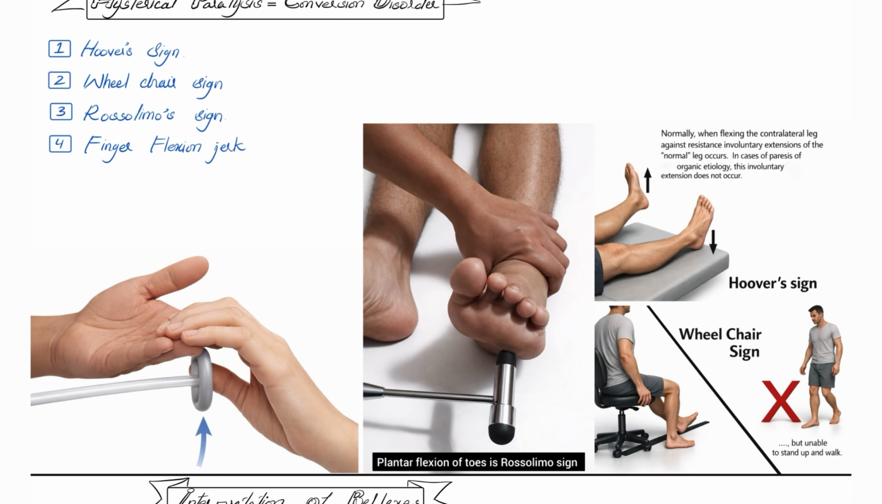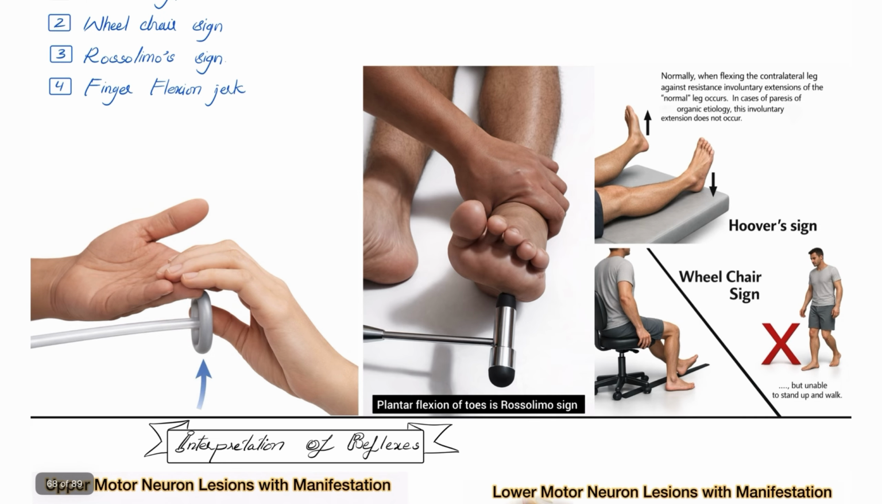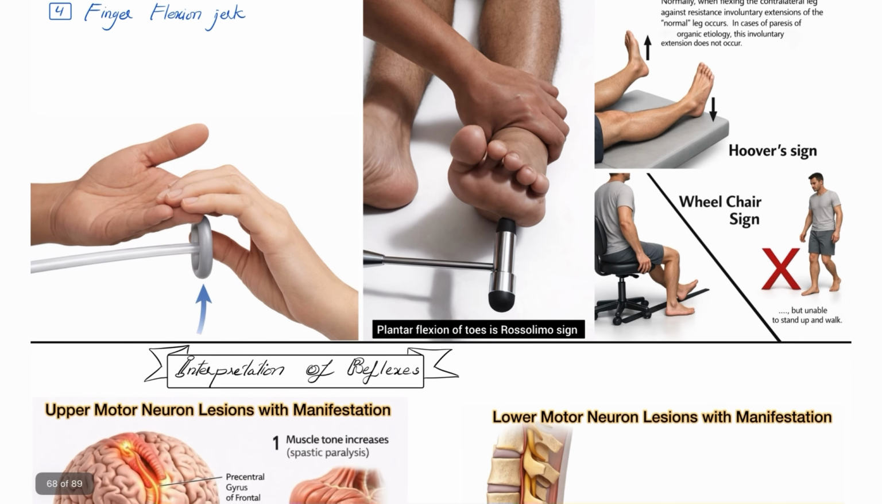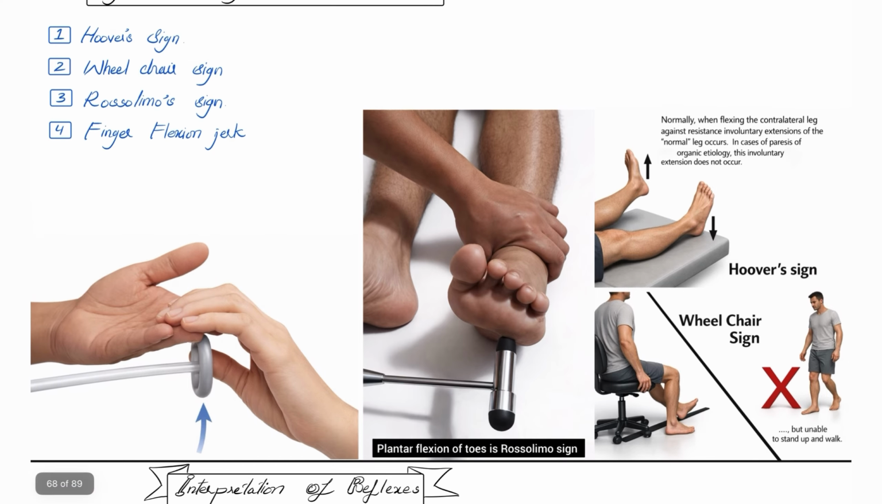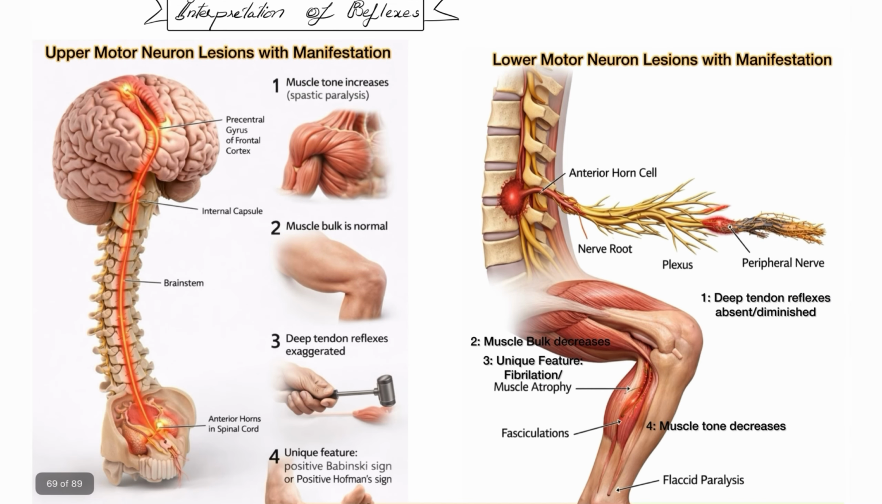These maneuvers are Hoover sign, wheelchair sign, Rossolemos sign, and finger flexion sign. I have provided some visual aids to understand these maneuvers, so as to differentiate between organic and non-organic causes of paralysis or paresis. Now let's interpret the reflexes.